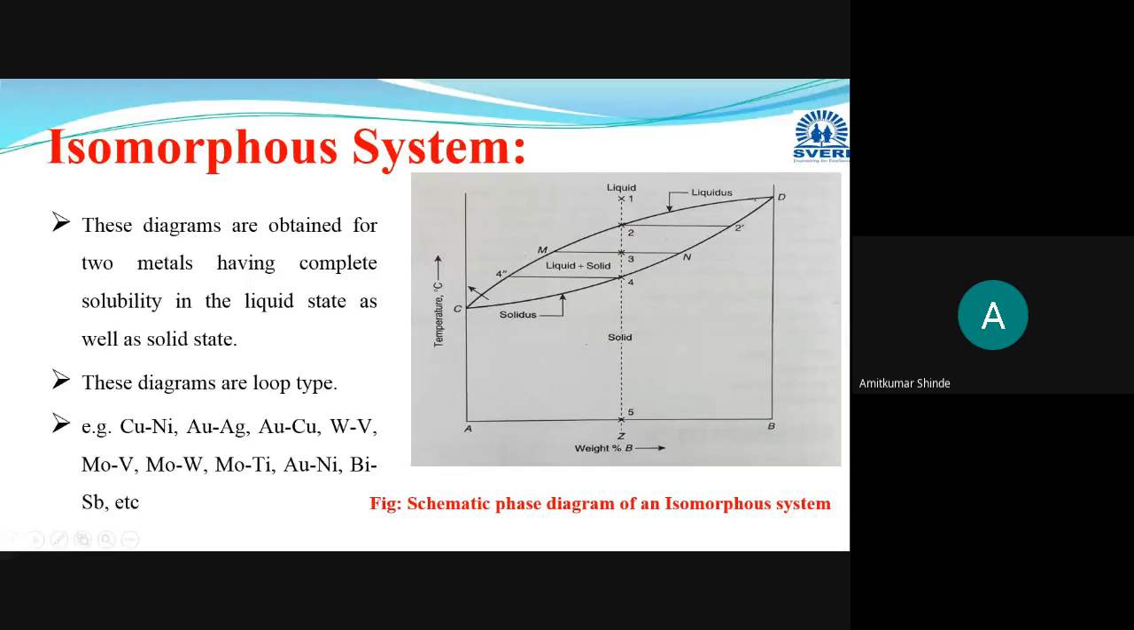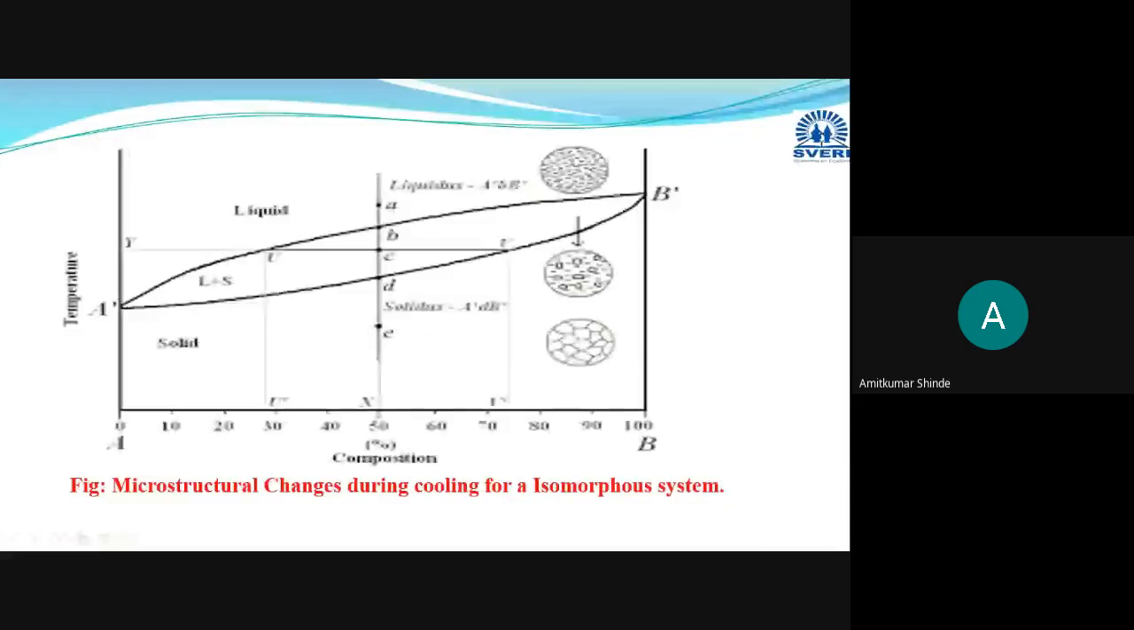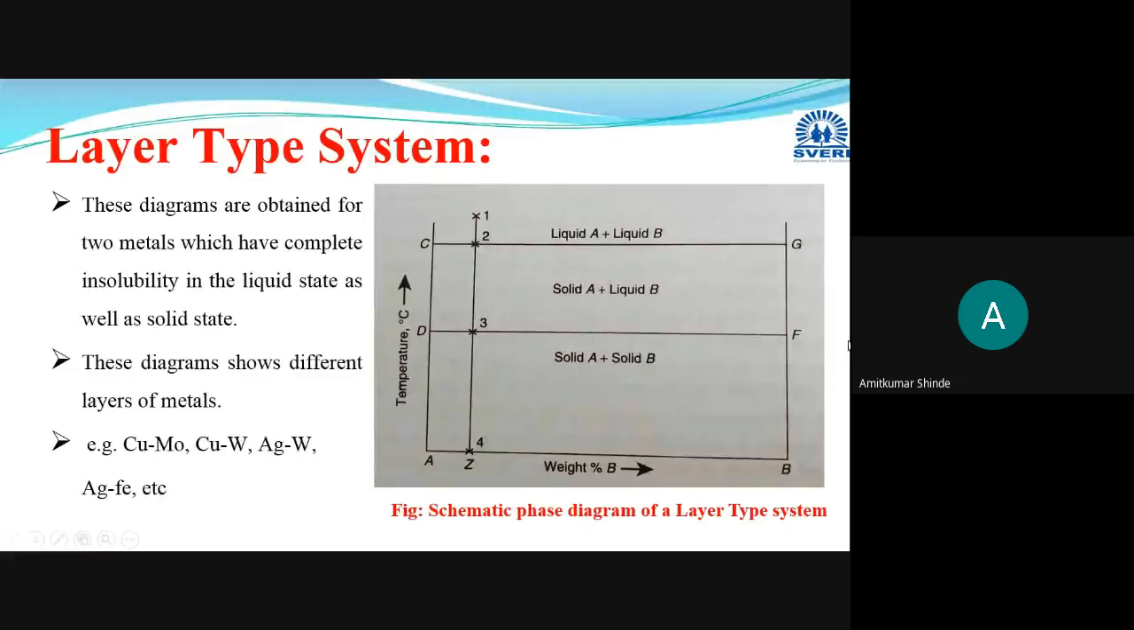The next type of phase diagram is the layer type system. As I have already explained, in the layer type system these diagrams are obtained when two metals are completely insoluble in the liquid state as well as in the solid state. Both metals will be completely insoluble in the liquid state and completely insoluble in the solid state.